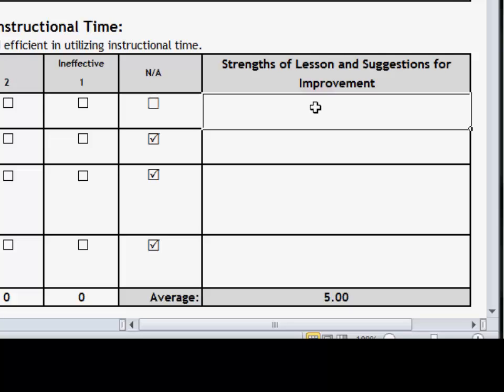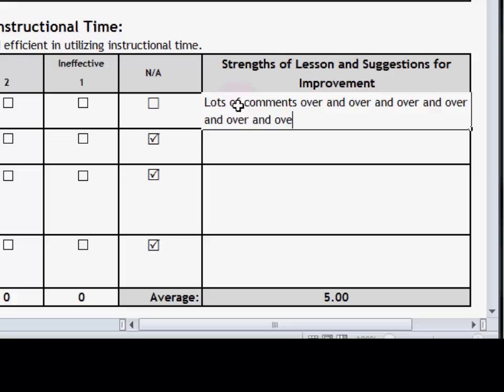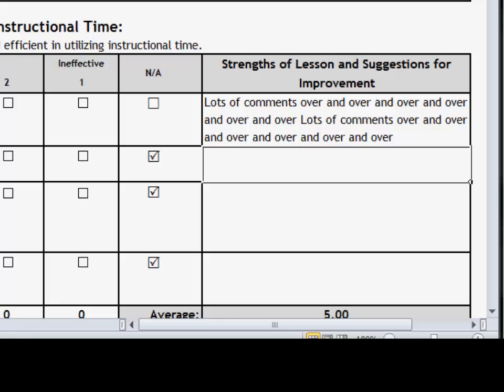Now I'm going to talk about how you fill all of this out in the next few videos, but if you want to do it electronically, these little boxes are going to expand, and you can write as much as you think is appropriate, or you can write by hand, or you can attach extra sheets as needed. So if I write lots of comments over and over, and we'll copy this, you can see that the row expands.